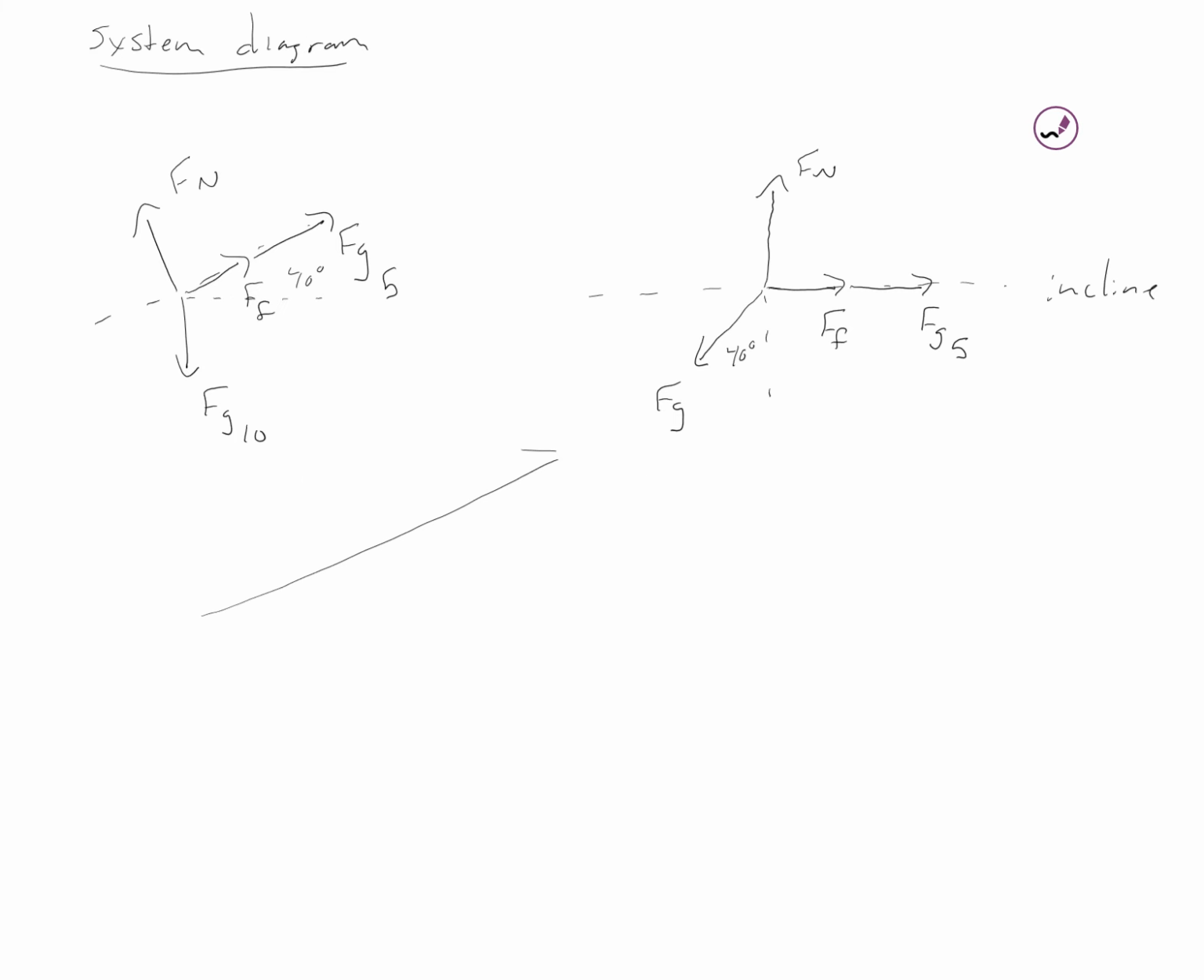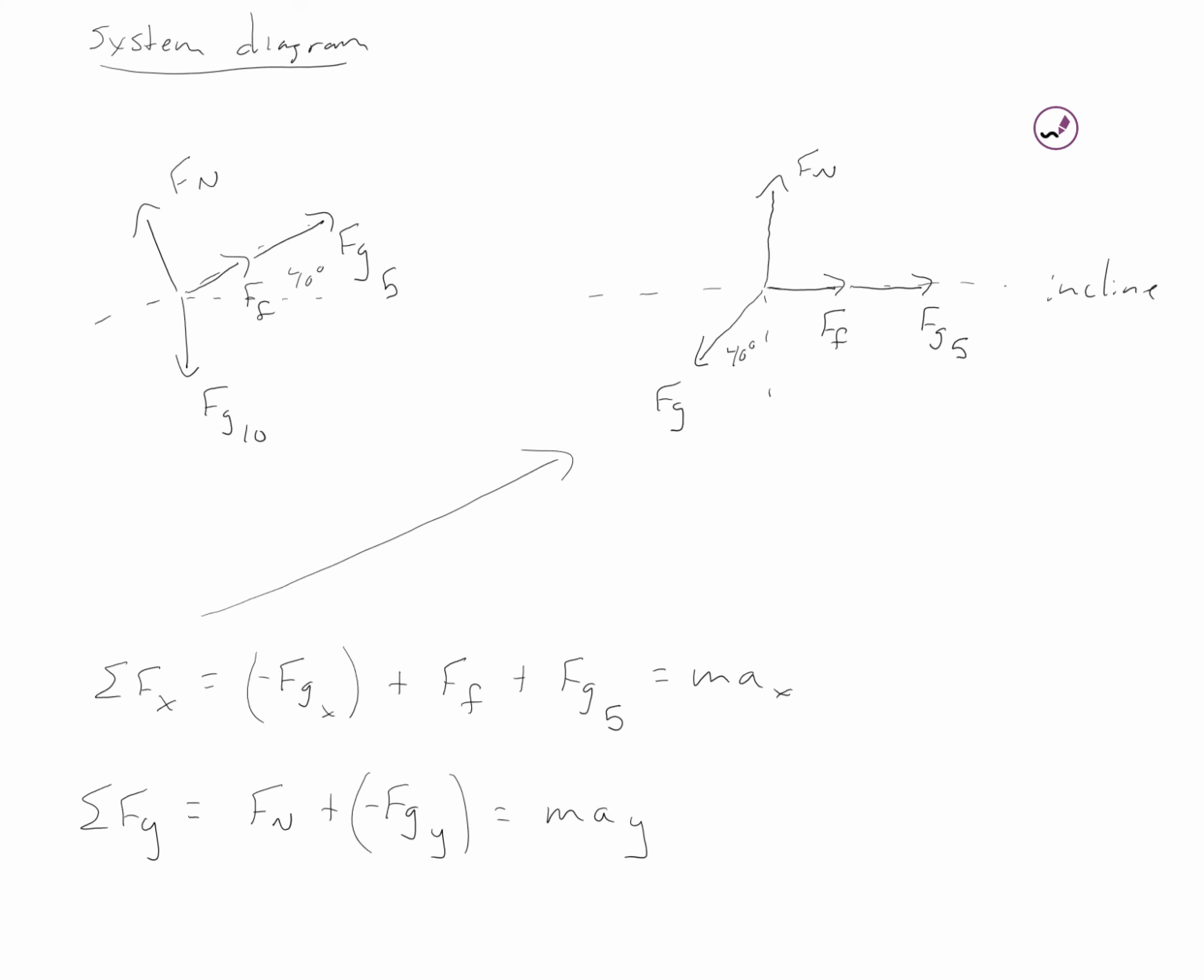Relative to this diagram, that's the one I'm going to use to write my force equations. So I have some forces in the x direction: force due to gravity, just the x component, all of friction, all of force due to gravity 5. Do the same in the y direction: all of normal force and a part of gravity. Since I'm confined to the plane again, acceleration in the y direction is going to be 0.